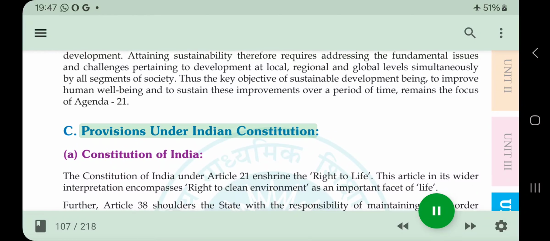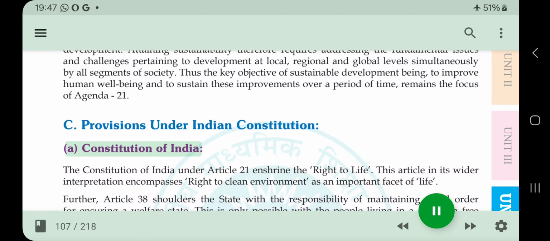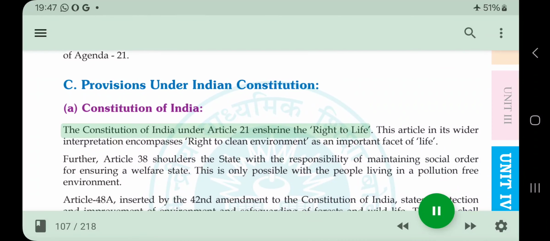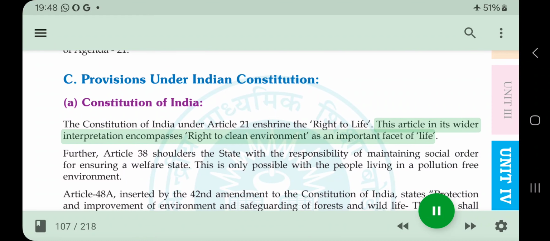C. Provisions under Indian Constitution. A. Constitution of India. The Constitution of India under Article 21 enshrined the right to life. This article in its wider interpretation encompasses right to clean environment as an important facet of life.